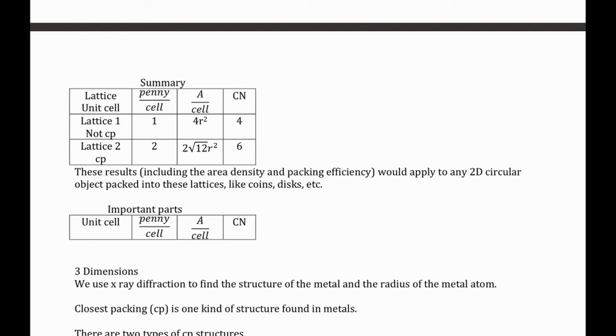So they would apply to coins, discs. It doesn't matter how big they are. Of course, each one would have its own area density depending on the radius and the mass of that circle. So the important parts are the unit cell, the type of unit cell, closest packing or not closest packing, the number of items per cell, pennies per cell in the case of pennies, the area per cell, and the coordination number, because we're going to see those quantities are important to us as we move now into 3 dimensions.